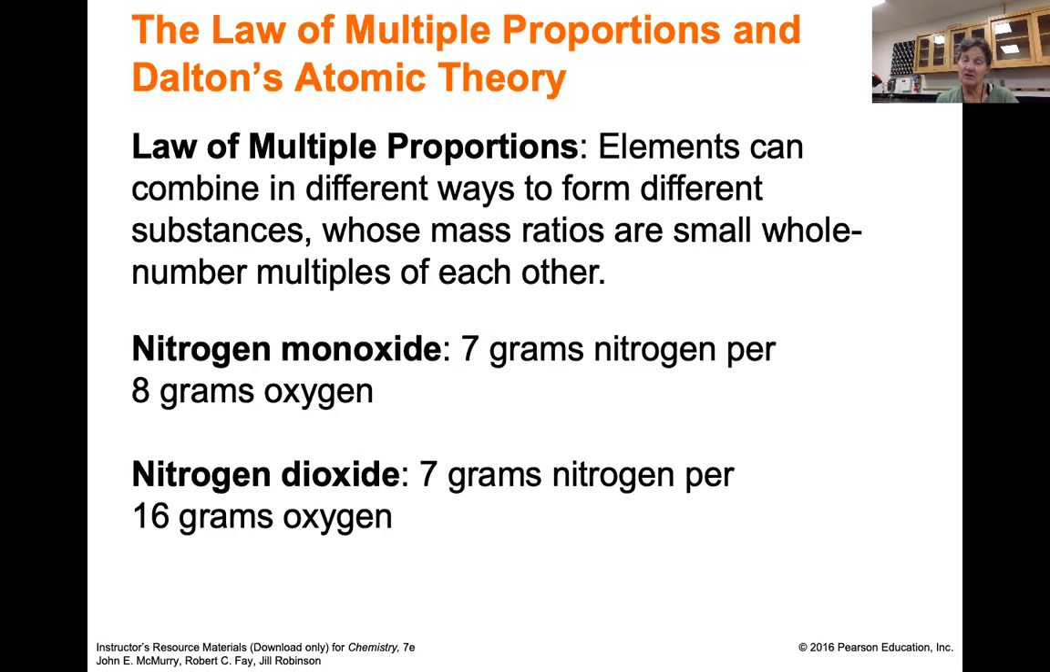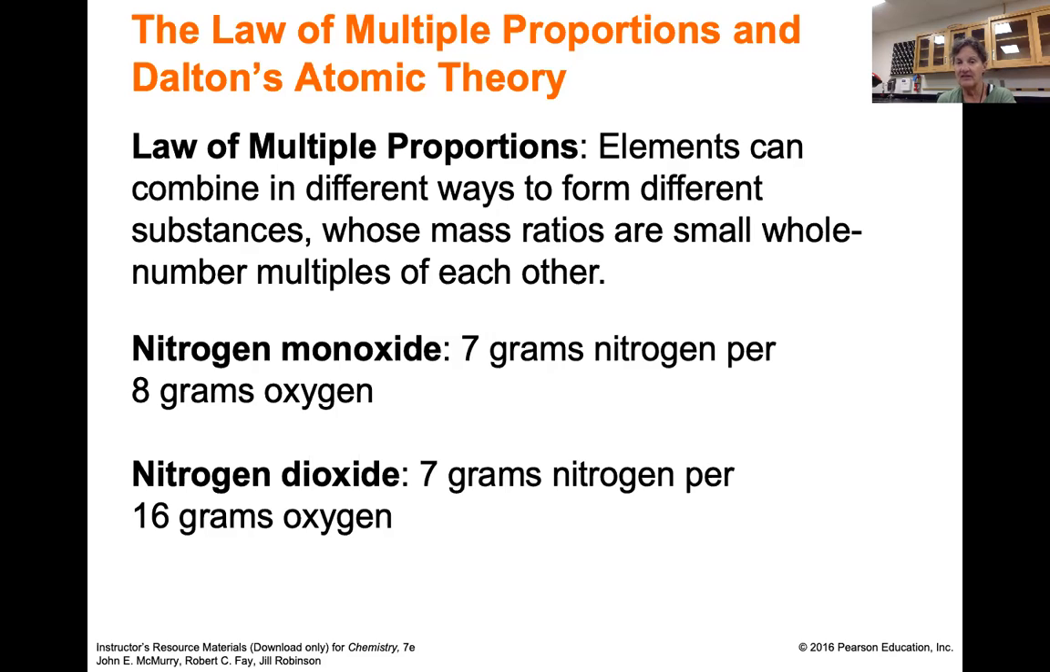So when we have something called nitrogen monoxide, which is a single nitrogen atom with a single oxygen atom, the ratio of the masses will be 7 grams of nitrogen per 8 grams of oxygen. But nitrogen and oxygen combine in other ways too. You can have 1 nitrogen atom and 2 oxygen atoms, then it would be called nitrogen dioxide. And in that case, you have 7 grams of nitrogen, but 16 grams of oxygen.